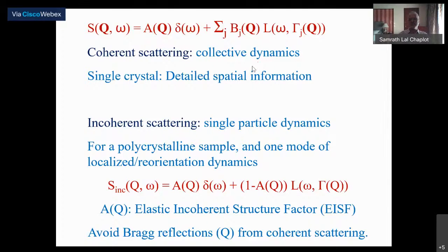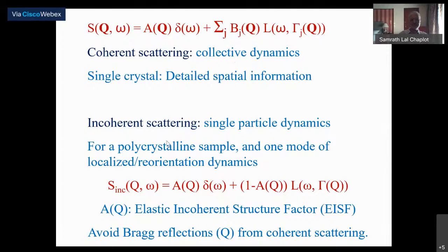For example, you could have a rotational diffusion in which more than one atom is part of the molecule, and obviously they will be correlated with each other. Or you can have a correlated diffusion motion. So coherent scattering would contribute to that. In the case of coherent scattering, a single crystal can give you fairly good, detailed spatial information, as in anisotropic, different directions.